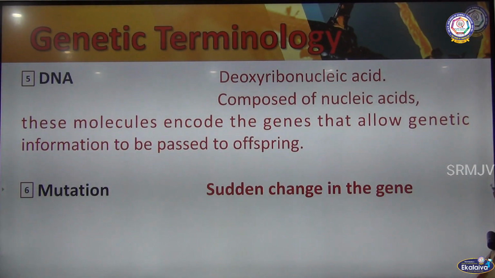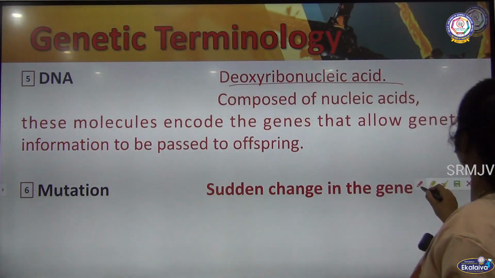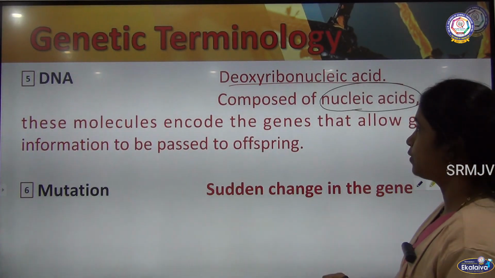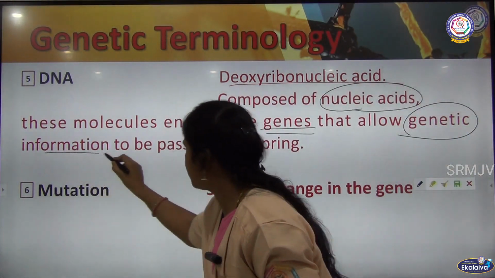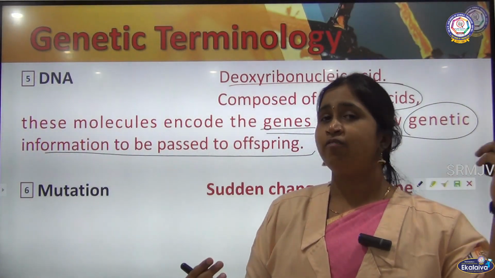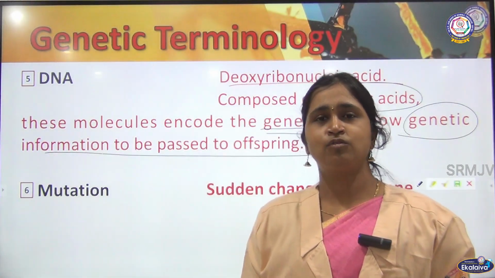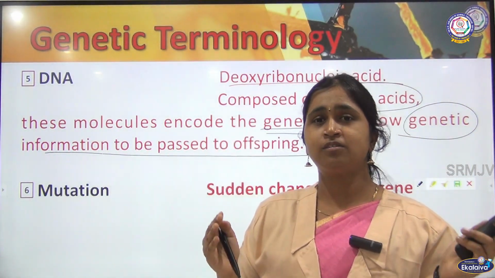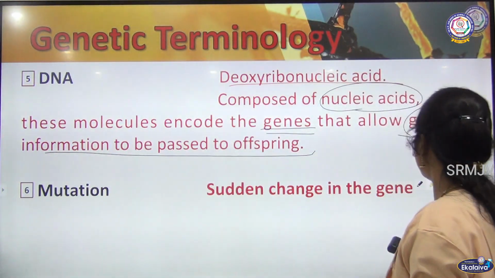DNA, still more in detail, is deoxyribonucleic acid. This expansion is very important. It is composed of nucleic acids. These molecules encode the genes that allow the genetic material or information to be passed to the offspring. We are saying no variation, some inheritance pattern. Father has curly hair, and even the child has curly hair. How is it transmitted? It is all because of genes, inheritance. And then mutation. In the beginning we spoke about COVID. How this COVID has transformed totally and keeps infecting is because it underwent mutation. So mutation is a sudden change in the gene.